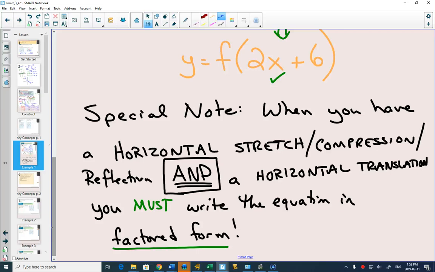factored form. Okay, questions for practice. 4, 5, and 6.